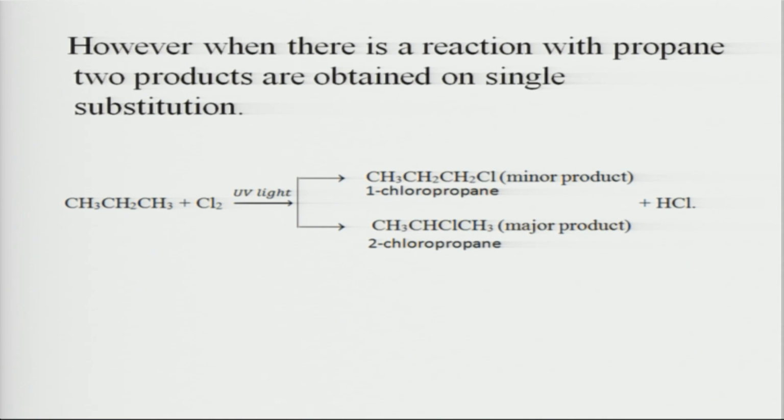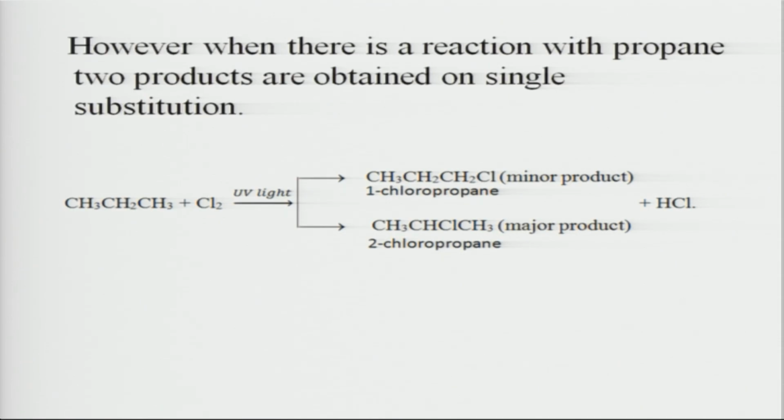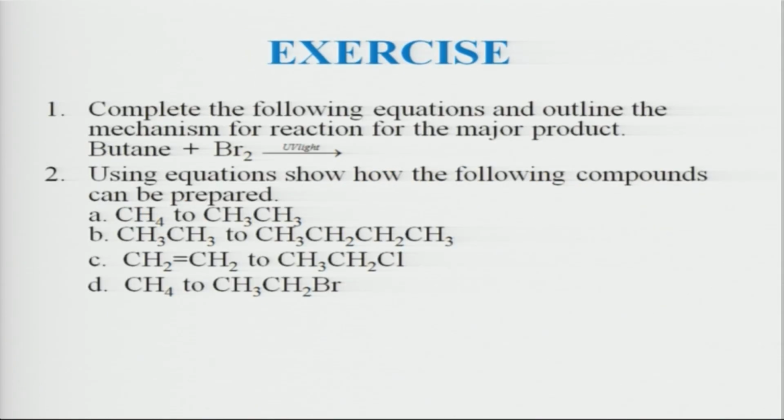Like in the actual sense, if you look at our real experiment, 2-chloropropane will be 70%, and 1-chloropropane will be around 30%. That is if you compare it in percentages. So 2-chloropropane is the major product formed in high amount. Then 1-chloropropane is the minor product, which is formed in very small amount. So you can do it as a revision, or you can test yourself to see if you can write the mechanism for the formation of the major product.